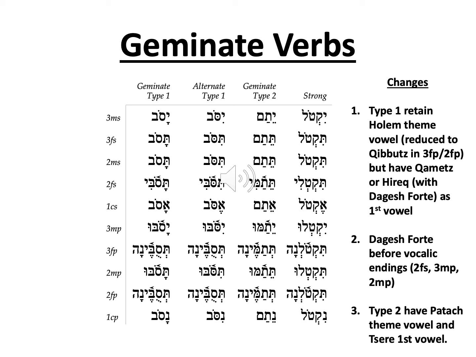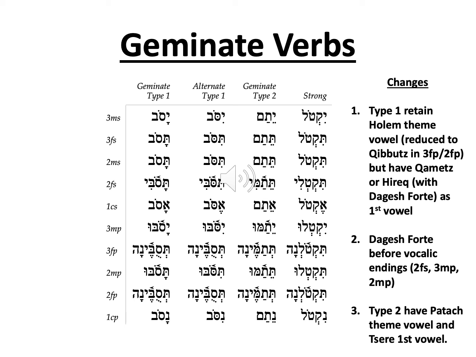In the second column, the preformative vowel is a hireq, as is expected of the typical strong imperfect verb, the yiqtol. There is a dagesh forte in the samek here in this column because hireq is a short vowel and needs something to close that syllable. In fact, as you glance at this chart, you will notice that wherever a short vowel has been inserted, there is a dagesh forte in the following letter.